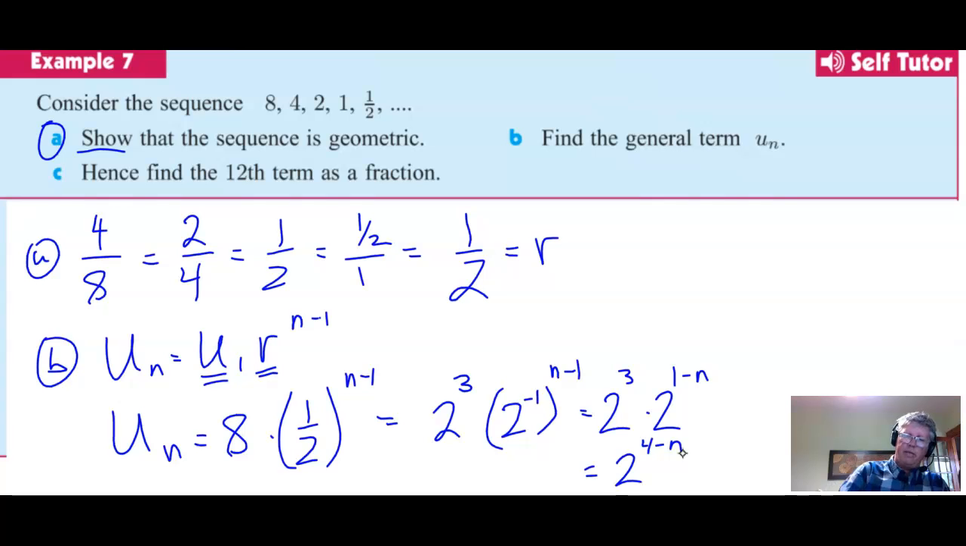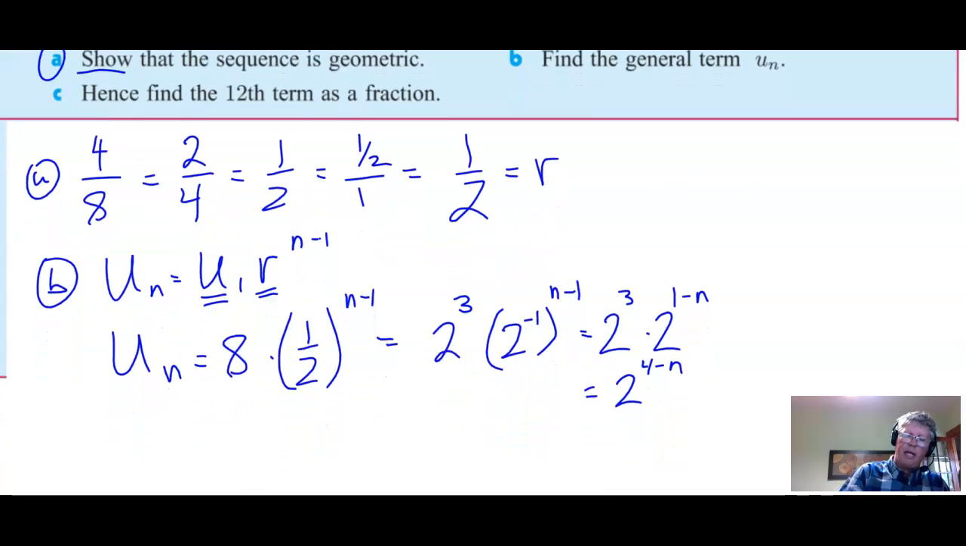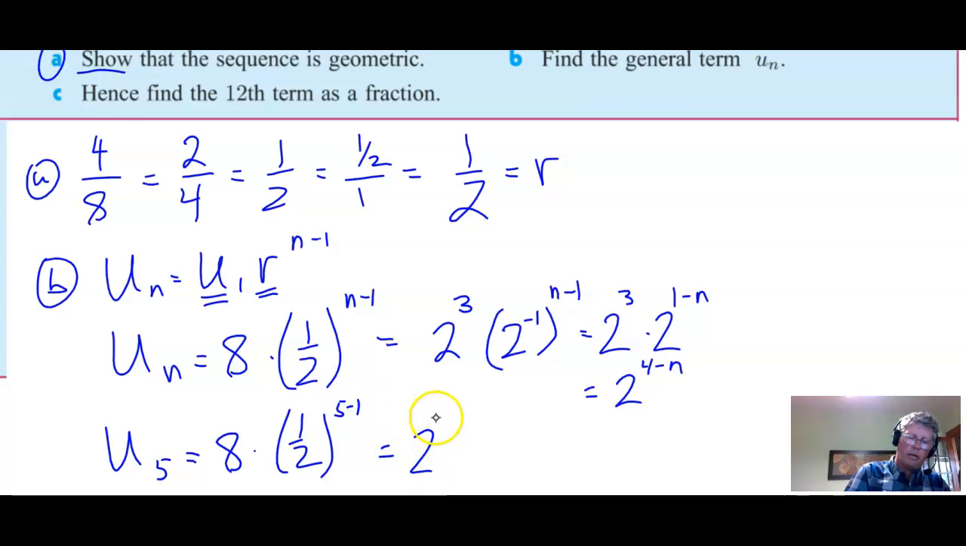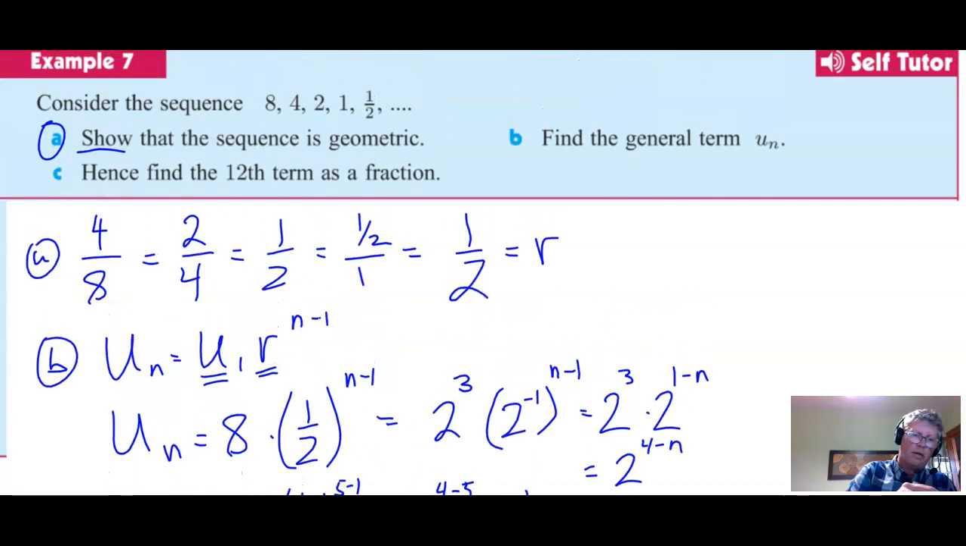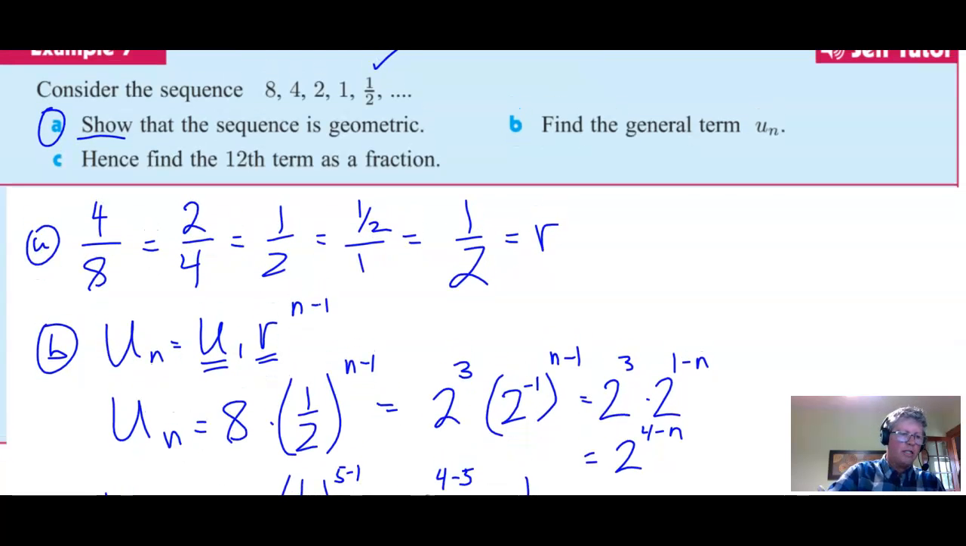So believe it or not, if I plug in n equal to 5, if I want to find the fifth term, I can do it this way, or I can do it this way. Both should work. Both should give me the right answer. And it looks like I get 1/2. Is that the fifth term? It is.